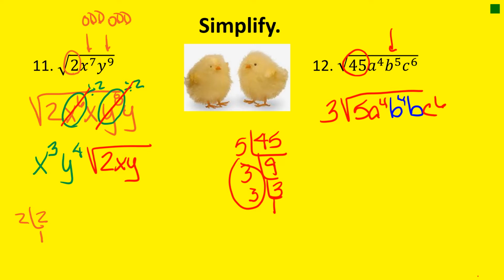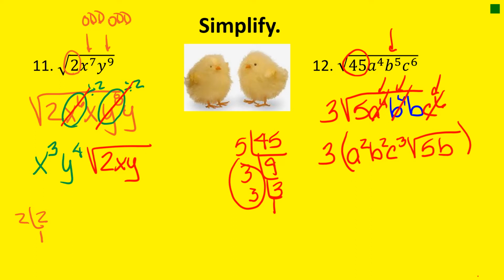to the 6th. So I keep the 3 and then I do the setup. A to the 4th is even. 4 divided by 2 is 2. B to the 4th is even. 4 divided by 2 is 2. C to the 6th is even. 6 divided by 2 is 3. Who is left inside? A 5 and a b.